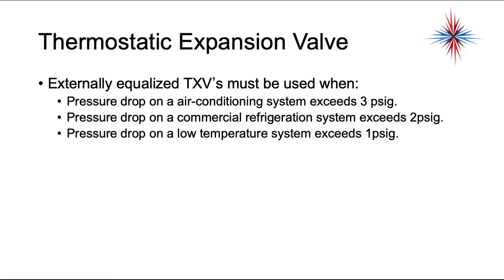Externally equalized TXVs must be used when the pressure drop on an air conditioning system evaporator exceeds 3 psi. If a pressure drop on a commercial refrigeration system exceeds 2 psi, and a pressure drop on a low temperature system exceeds 1 psi. Those are your 3 guidelines.